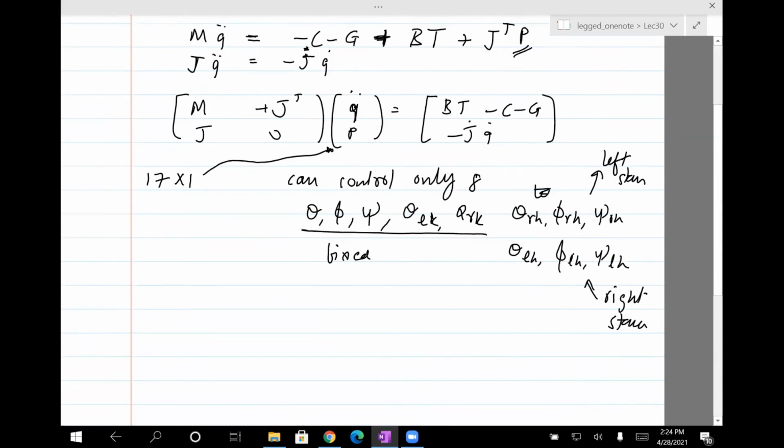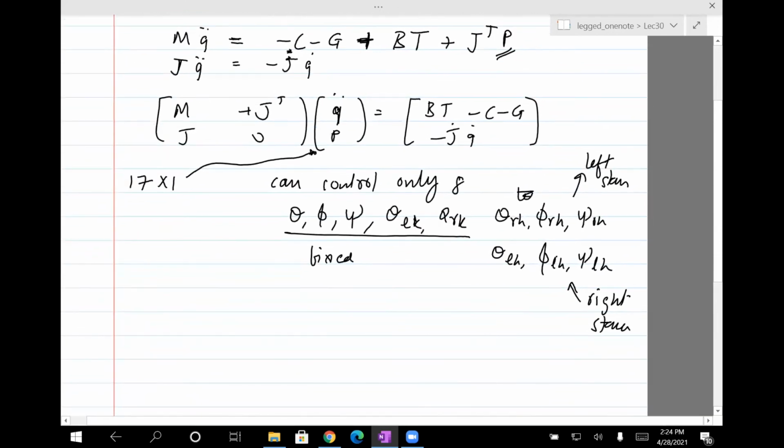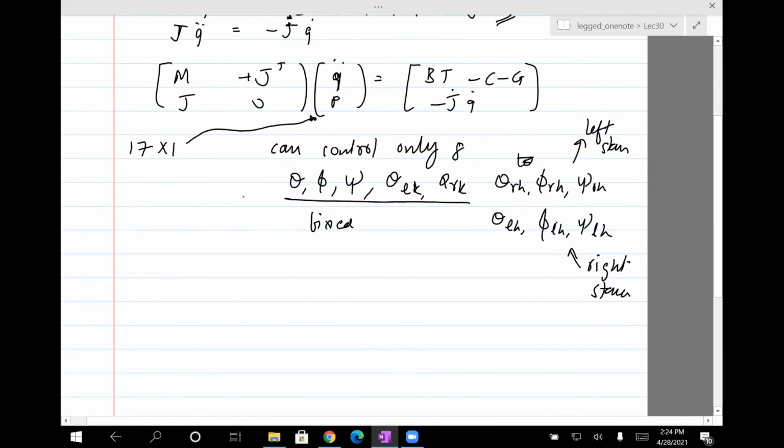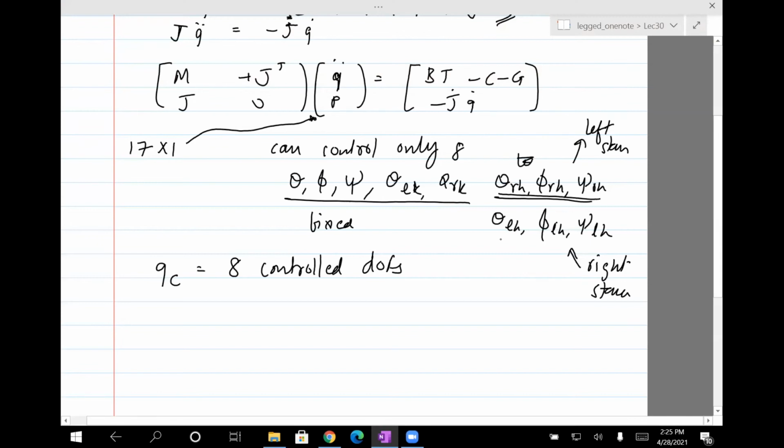Okay, so once I've made a choice on which are the 8 control parameters, then what I need to do is do the following. I describe these 8 numbers as my reduced coordinates. So these are the 8 controlled DOFs. Okay, these are either 1, 2, 3, 4, 5 with these three if the left is stance, or they are those first 5 with these three if the right is the stance.